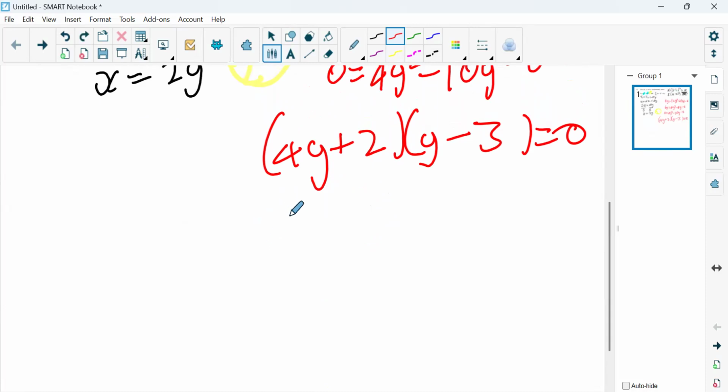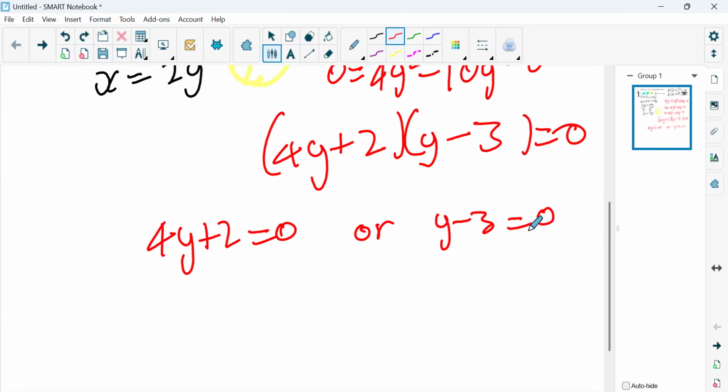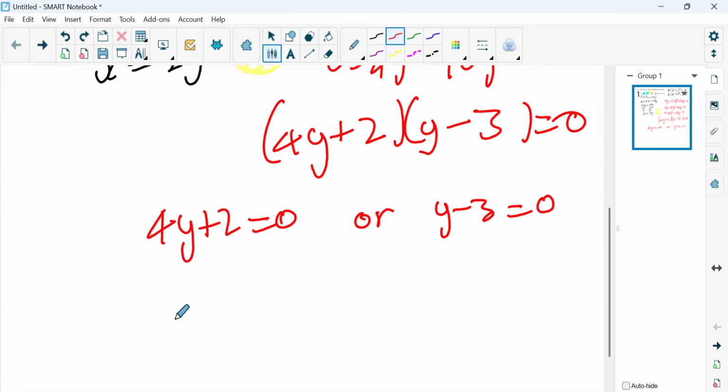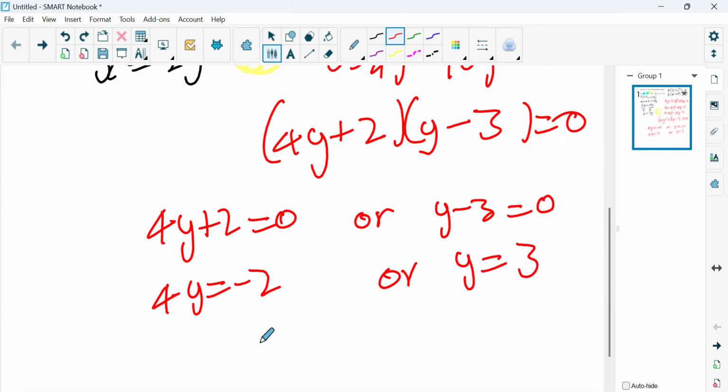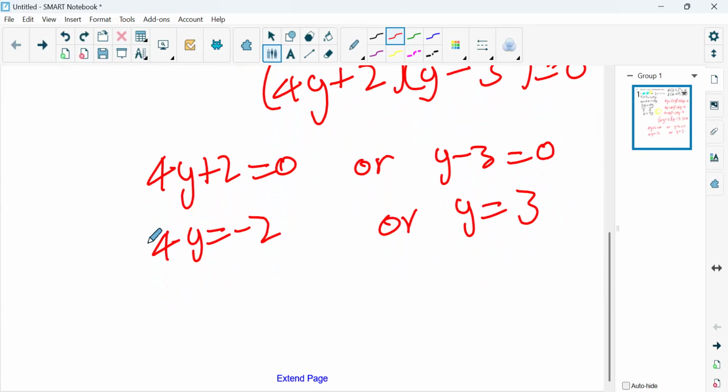Let's move on then. Using the zero factor law, we say the first bracket is equal to 0, so we have 4y plus 2 equal to 0, or y minus 3 is equal to 0. Then from here we can transpose the 2 to the other side and also transpose the negative 3 to the other side. Remember, it's going to affect its sign. The 2 was positive on this side; when we transpose it to the other side, it's going to be negative. That means we'll have 4y is equal to negative 2, or y is equal to positive 3. We want y as the subject, so we divide both sides by 4. So we have y is equal to minus 1 over 2.